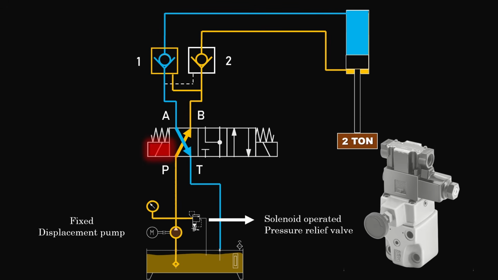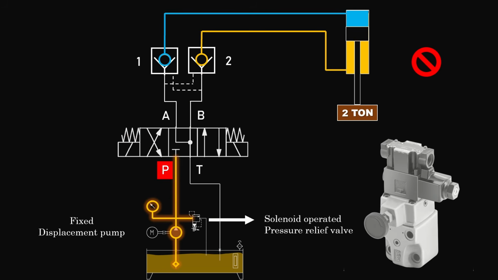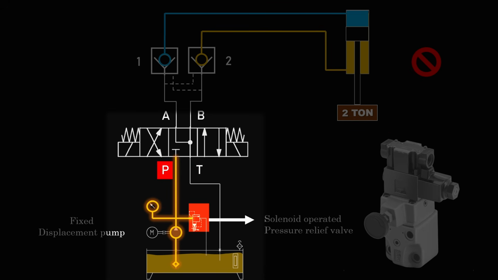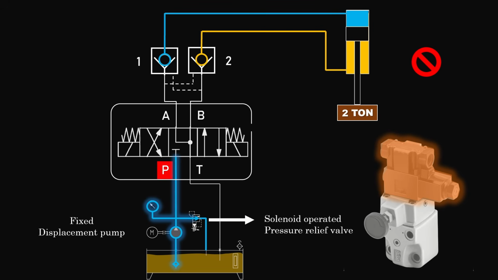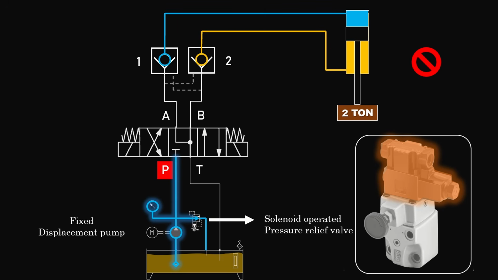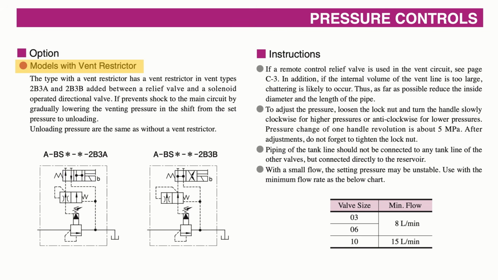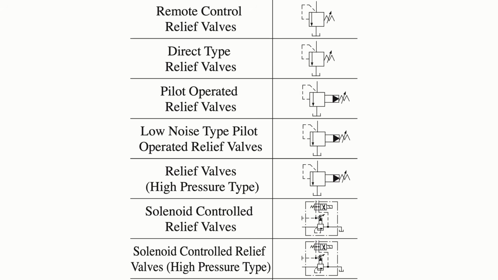So we can control this relief valve in such a way that when the directional control valve shifts to neutral position, the solenoid of the relief valve is activated and the pressure line opens to the tank, so the pump gets unloaded, even though we are using a float center with pilot operated check valve. Also, these solenoid-operated relief valves often come with a vent restrictor, which allows the pressure to drop gradually instead of suddenly. This helps in reducing pressure shocks in the system. We will understand different types of pressure relief valves and their selection in a separate video.